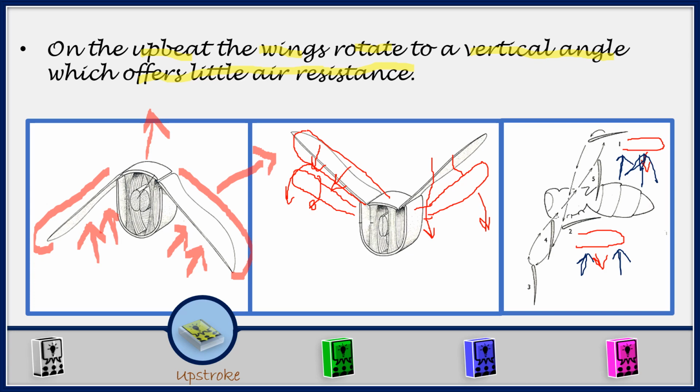Now when they reach down, they are going to go to number 3. At number 3 now you can see they are changing the wings to become vertical. The wings are now vertical. So the wings are going to be vertical like this. Because the wing is vertical, at number 3, the wing is going to go back up. Number 3, number 4, and number 5.